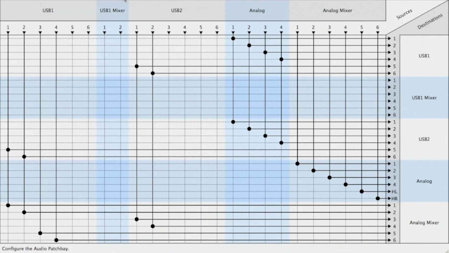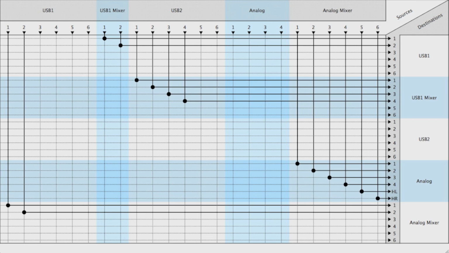Now we're going to change the default patch bay configuration to make use of this new mix bus. We could make the same changes in the mixer itself. In this setup, I have a Mac running Live connected to USB 1, and I have an iPad connected to USB 2. I'm going to send the iPad channels 1 and 2, and 3 and 4, to the USB 1 mixer. Then I'm going to send the resulting mix to Live on the Mac on channels 1 and 2.